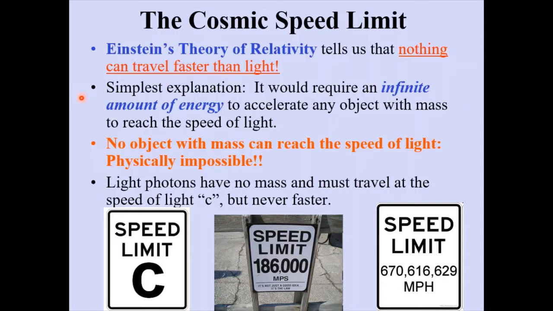It would actually require an infinite amount of energy to accelerate any object with mass to reach the speed of light. So no object that has mass can reach the speed of light. It's physically impossible. We can get small particles to approach the speed of light and get very close to the speed of light, but we can never actually get there, and we certainly can't exceed the speed of light. Now, light photons have no mass. They're a massless particle, and they must travel at the speed of light, but again, they never go faster. So here are some clever speed limit signs that you might see out in the universe, reminding everybody that the ultimate speed limit in our universe is c, the speed of light.